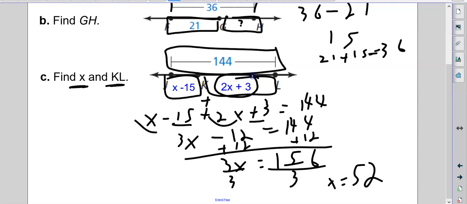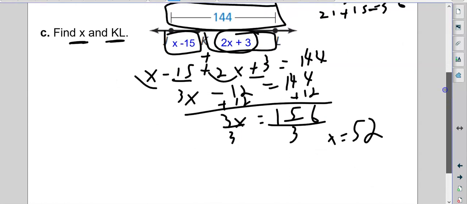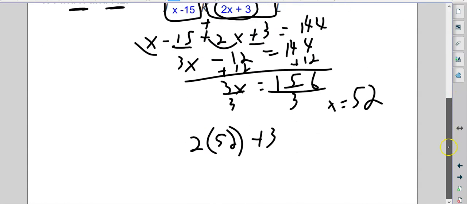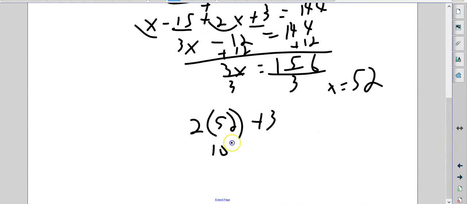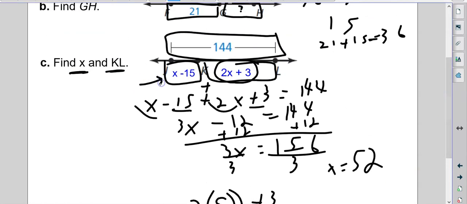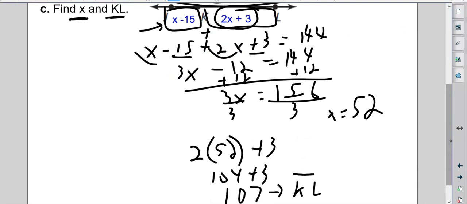But notice it says find x and KL. KL is this piece right here. So we need to plug in 52 to 2 times x plus 3. So that would be 104 plus 3, 107. That's KL. And then to find the other one, if we wanted, we have 2 choices. We can do 144 minus 107, or we could do 52 minus 15. We'll get the same answer.